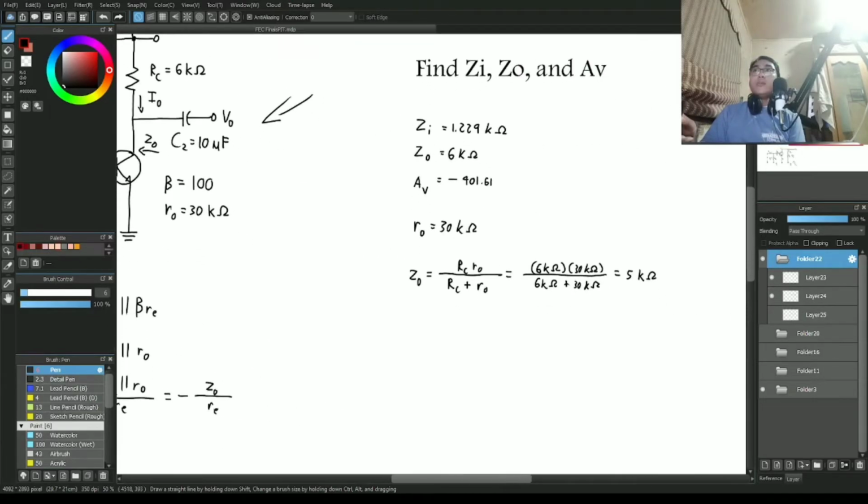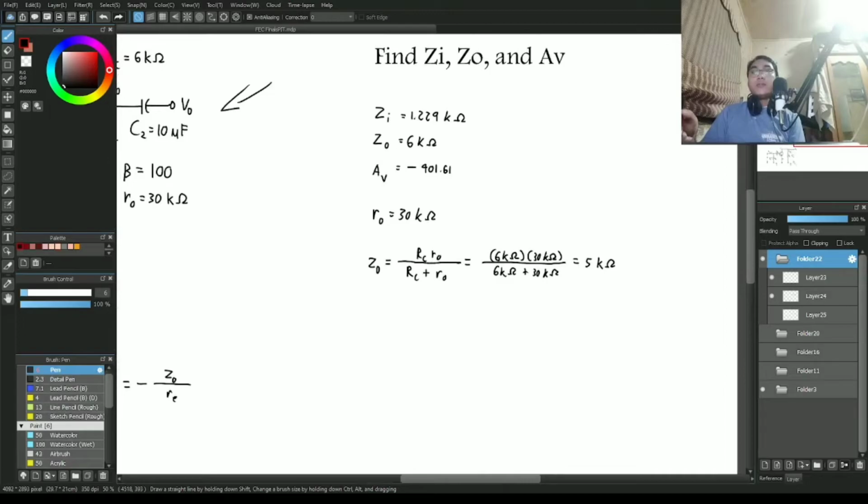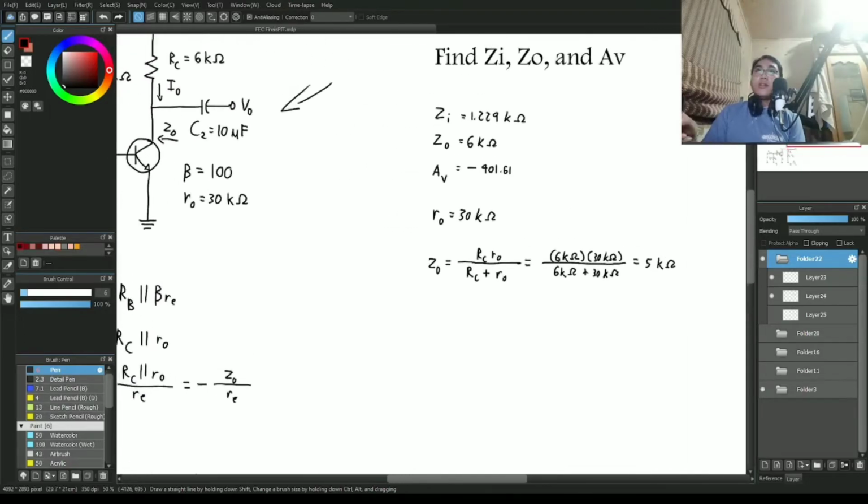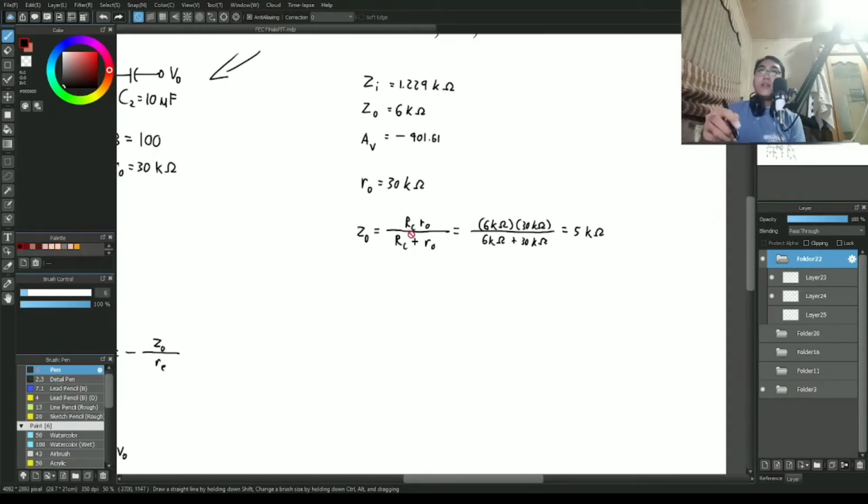Here we have 30 kilo ohms. It's just business as usual. We do the same thing here for ZO. To remember, just do RC RO over RC plus RO. Substitute the values 6 kilo ohms and 30 kilo ohms, and we get 5 kilo ohms.